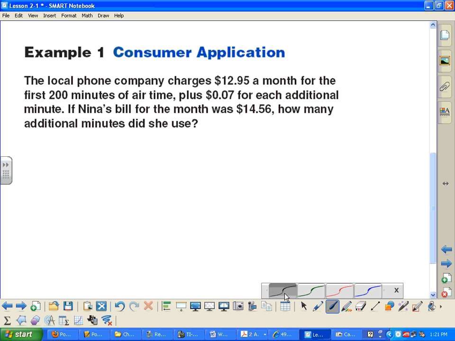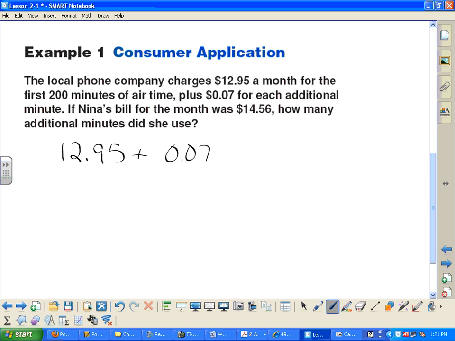Carolyn? $12.95 plus 7 cents equals $14.56. Good. And then as Spencer said, we'll subtract 12.95 and divide by 0.07. Exactly.